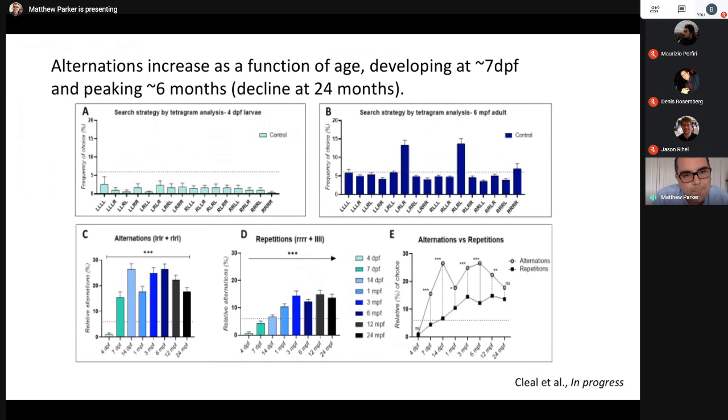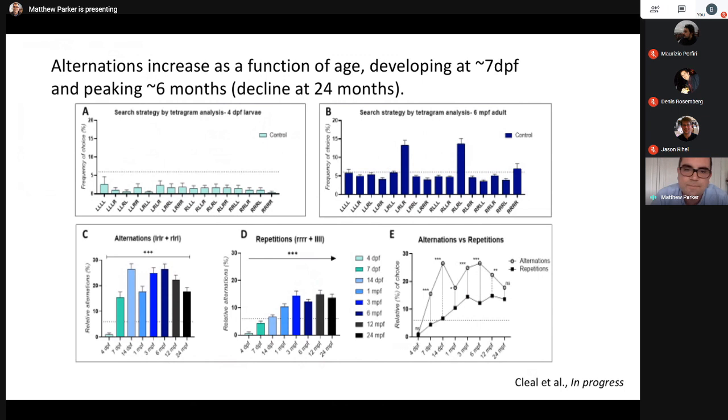But what was quite interesting is that once the fish had peaked at 6 months and their decline started, we only really saw a decline in alternations. If you look at the repetitions on the right hand graph, that stays at a reasonably similar level. So once you get up to 3 or 6 months, the repetition side of it stays relatively similar, slightly above chance.